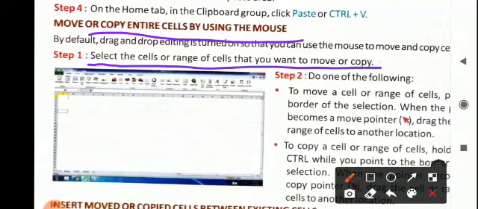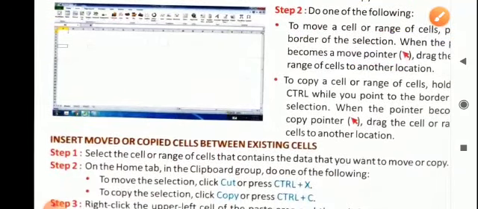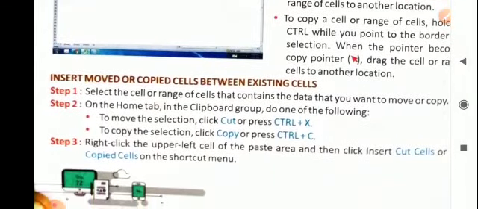Then any one of this you can do. To move a cell or range of cells, pull the border of the selection. When the border comes to the mouse pointer, drag the range of cells to another location. By dragging also you can do. We have to select that first and do the dragging, or you can press the Ctrl key also and use the mouse pointer, then copy the pointer and drag the cell to another location.